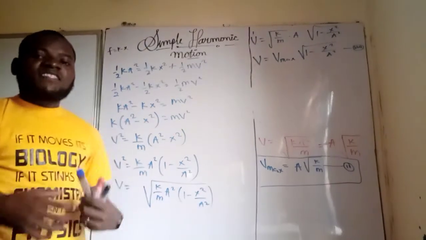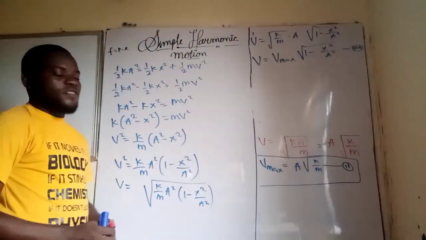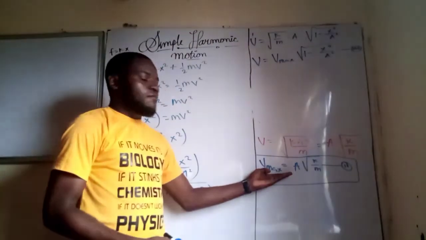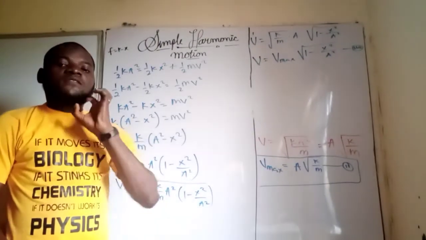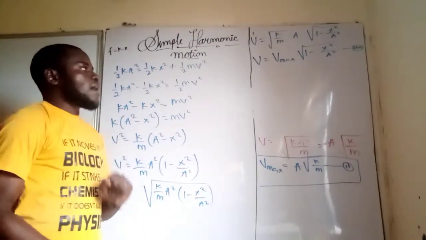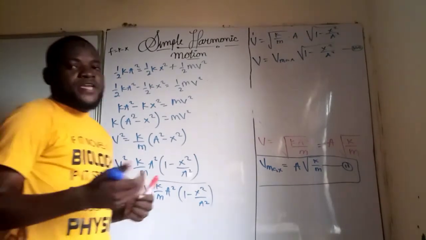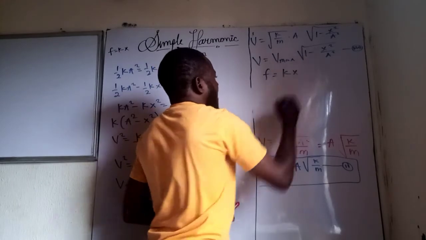Okay, what about the acceleration of the body? We have understood how to calculate the maximum velocity and velocity at every instance. Now, how can we then calculate for the acceleration? To calculate for the acceleration, we recall that the restoring force is equal to kx.